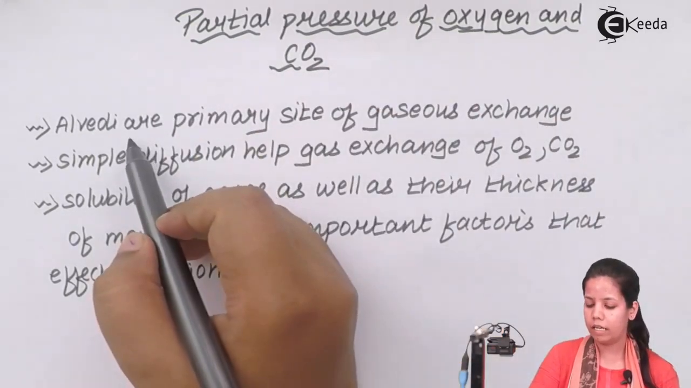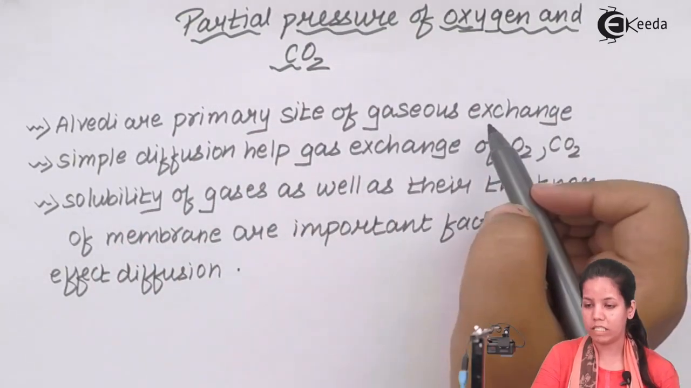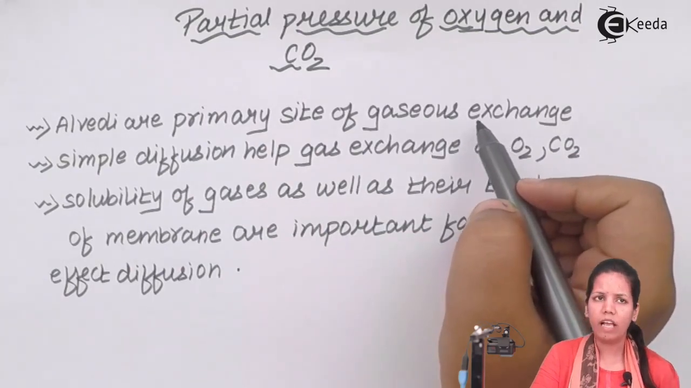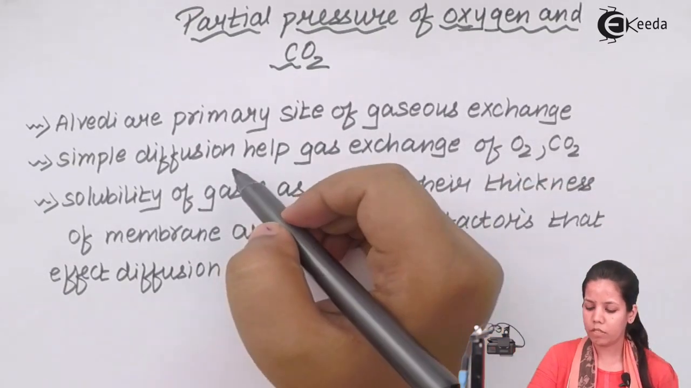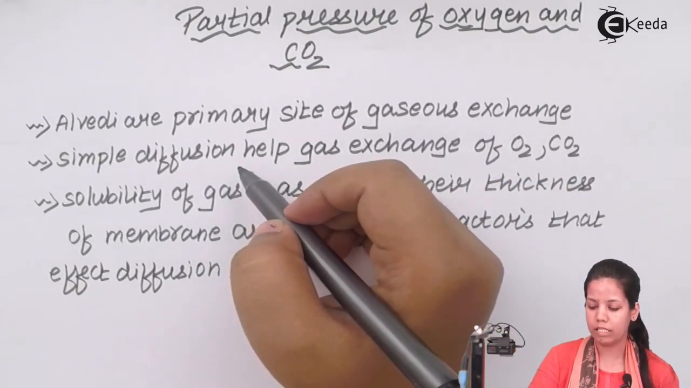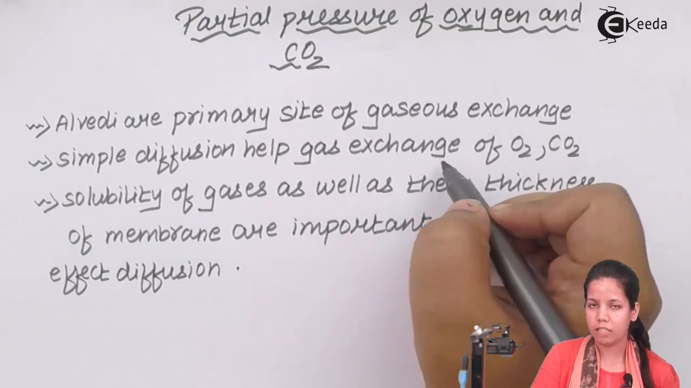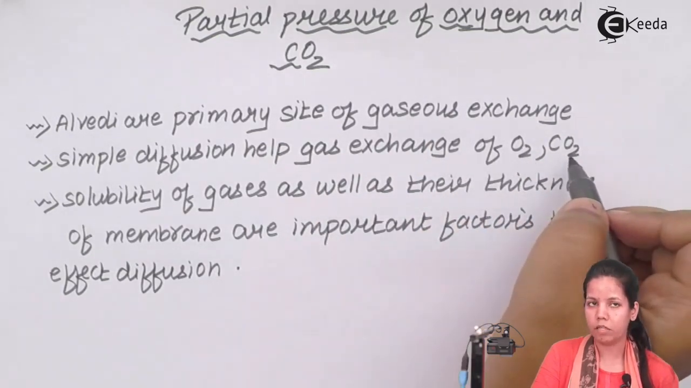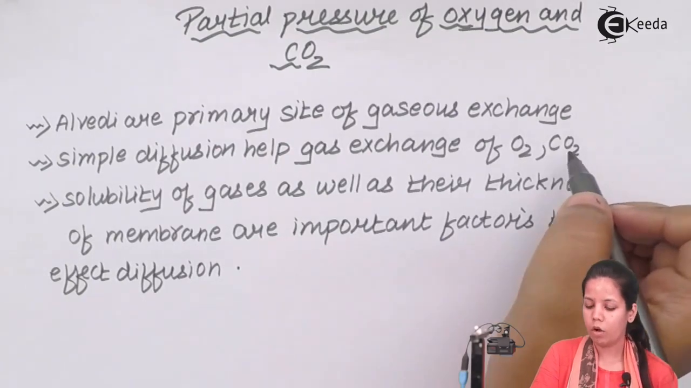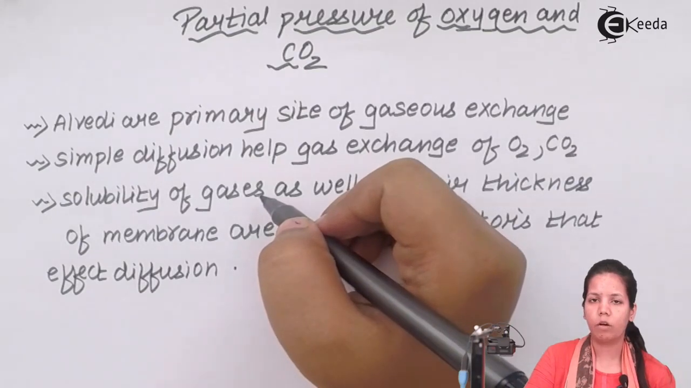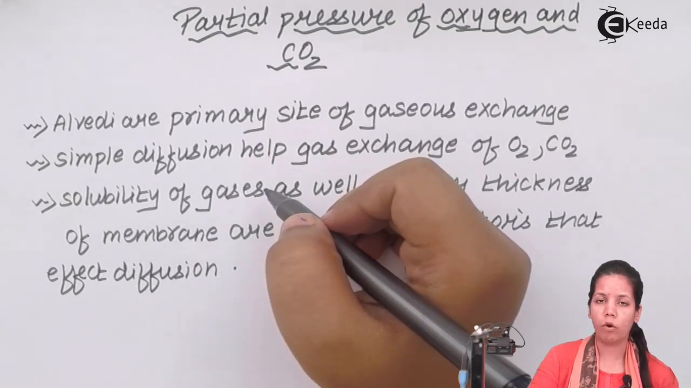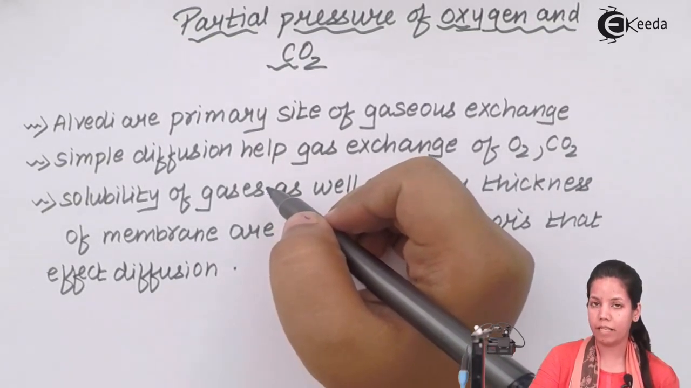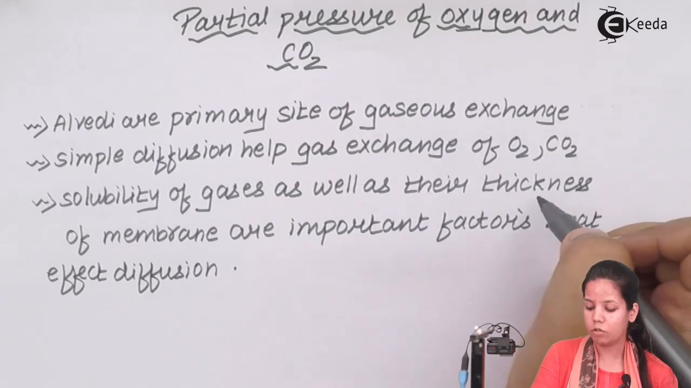Now, alveoli are the primary site of gaseous exchange, and alveoli are basically permeable, which allows the exchange of gases. By using simple diffusion, the exchange of gases like O2 and CO2 takes place. So alveoli take the help of simple diffusion to do that exchange process. Also, the solubility of the gases. For example, whether that gas is soluble in blood or in lymph or in water, it depends upon that, as well as the thickness of the membrane.